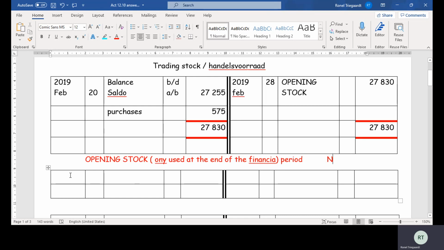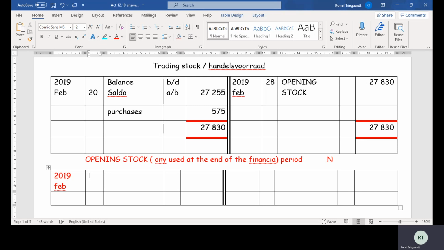So in here I'm going to write 2019 February the 28th. This comes from trading stock. Are you okay with this? And the amount for this is 27,830. Are you okay with that? Are you fine? Now, if you look at the trading stock account, there's no balance, which means at this stage, there's no inventory in your shop. Is that true? Do you think there can be no inventory? Do they tell you what is the inventory at the end of the year?